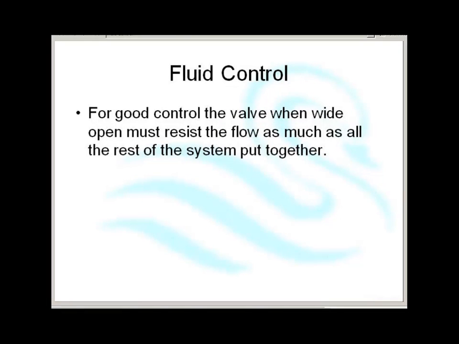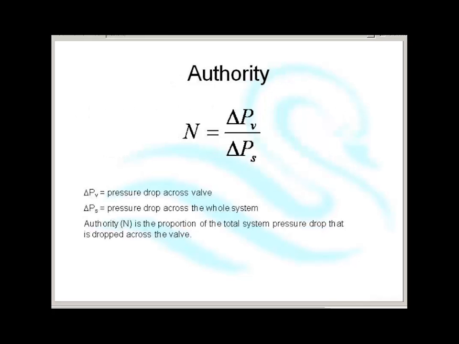So, for fluid control, you get good control when the valve, when wide open, resists the flow as much as all the rest of the system put together. So the valve is the biggest resistor in the flow. When the valve is the biggest resistor in the whole flow, then you will have no wasted valve movement. We talk about a number which is the authority of the valve.